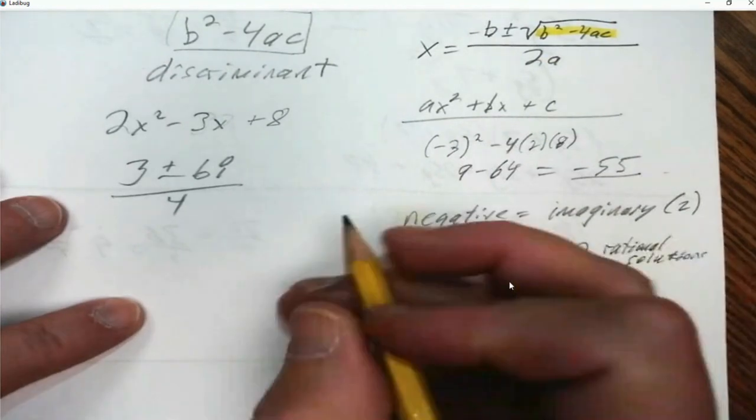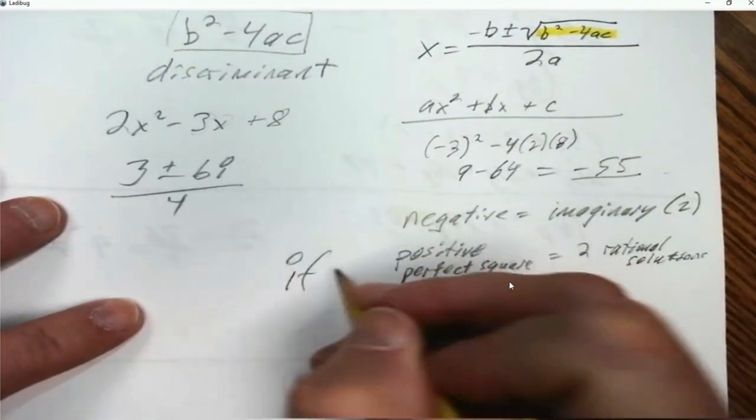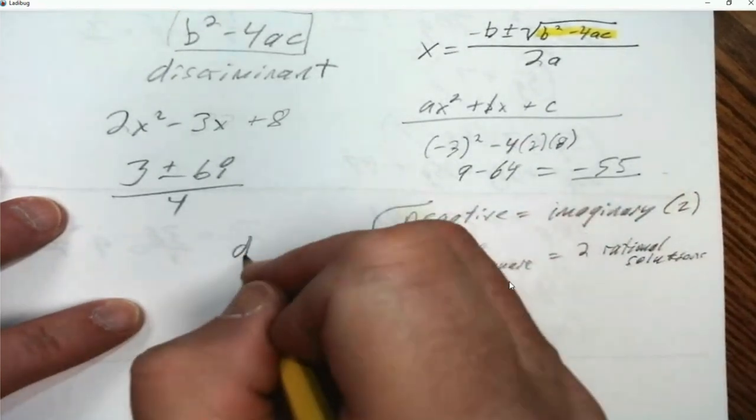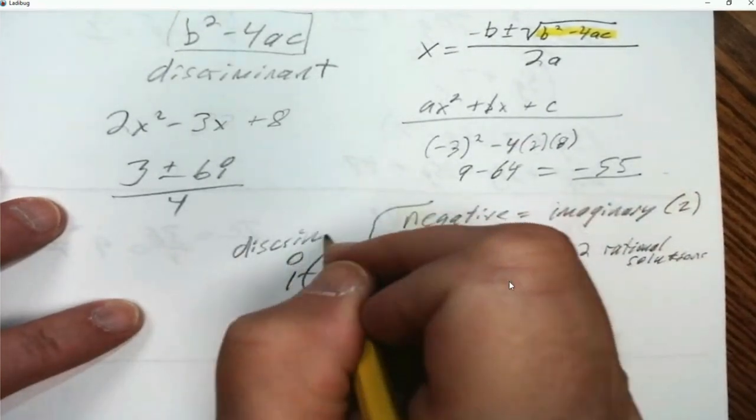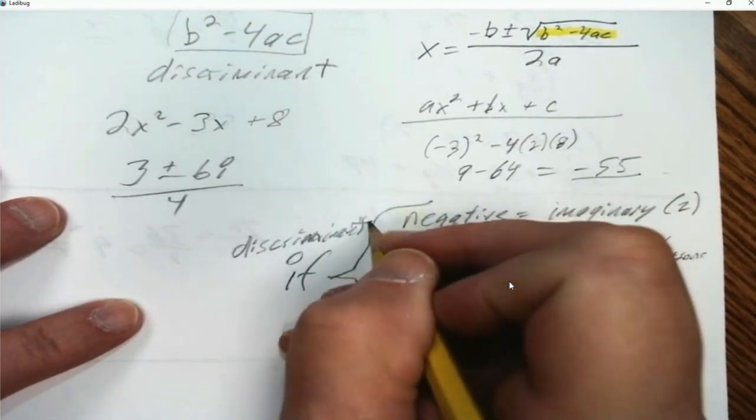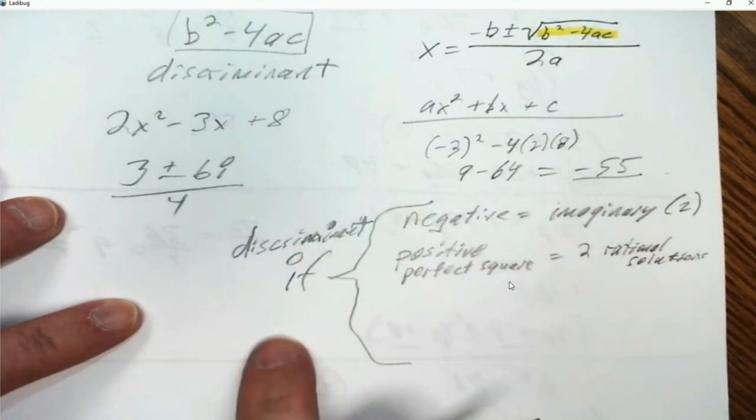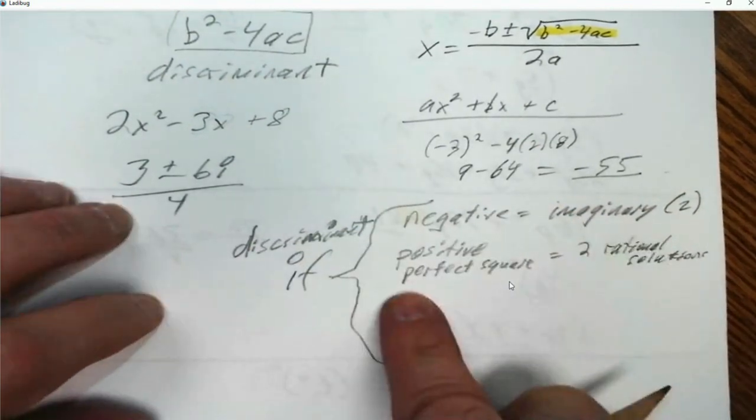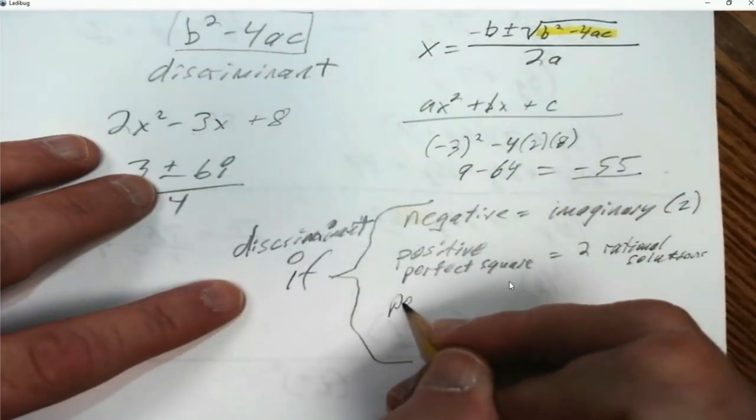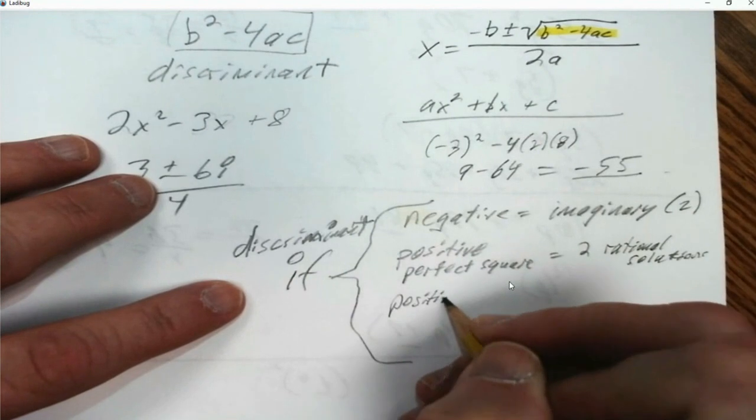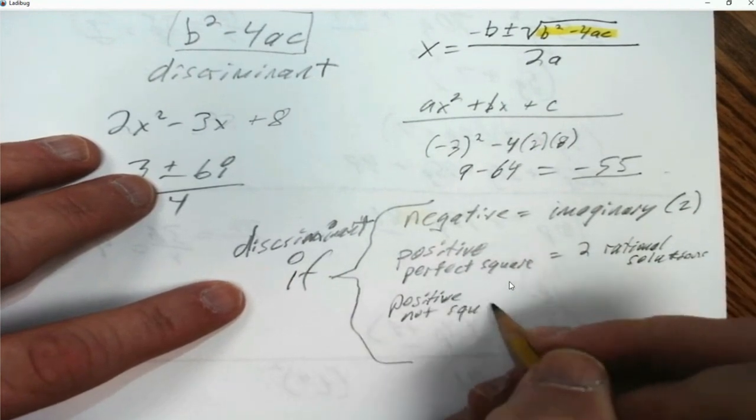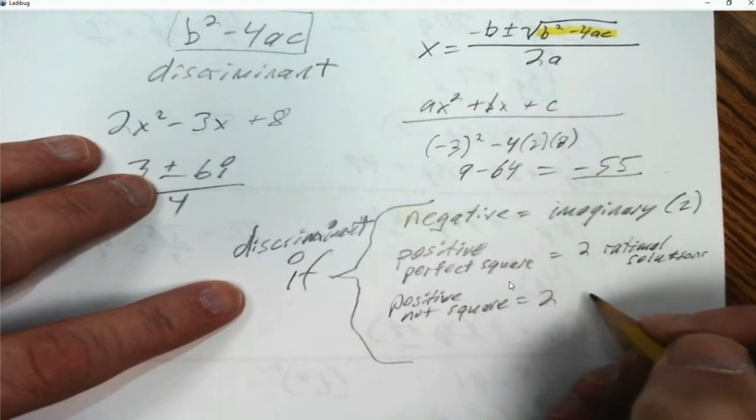So I'm going to put a big if right here. The discriminant. If the discriminant is negative, 2 imaginary. If positive, perfect square, 2 rational. Positive, not square, we're going to Nearpod. So on your Chromebook, go to join. 2 irrational.